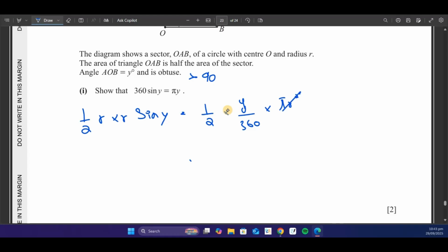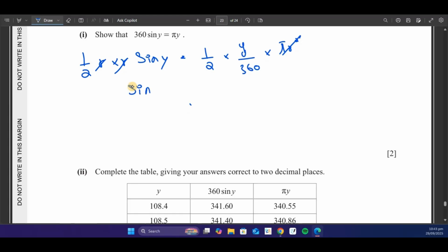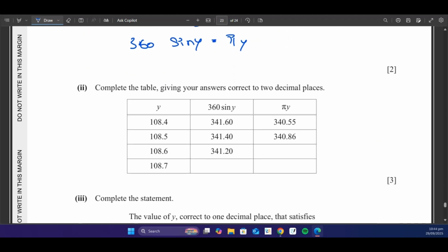So r^2 is going to cancel. Alright, and that should give us sine y equals y over 360 times pi, which gives us 360 sine y equals pi y. Alright, perfect. Complete the table, giving answers correct to two decimal places.